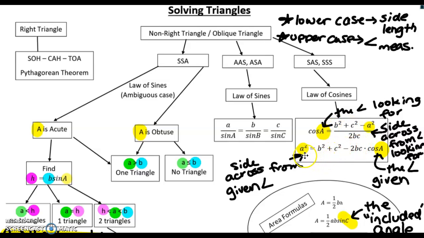If you're looking for a side length, then this is going to be the given angle in the problem, not necessarily angle A, and this is going to be the side that's across from that given angle. And then otherwise, it's just a matter of plugging in your information and solving for your missing variable.